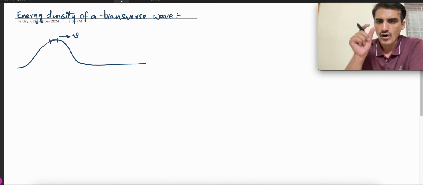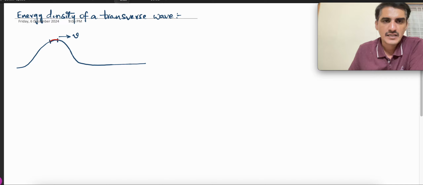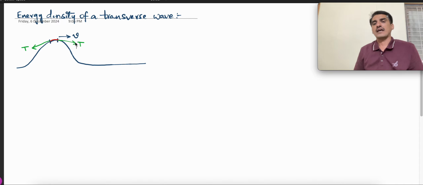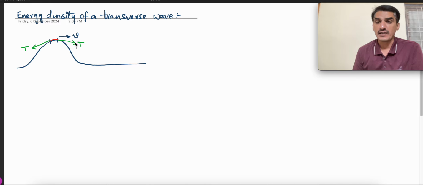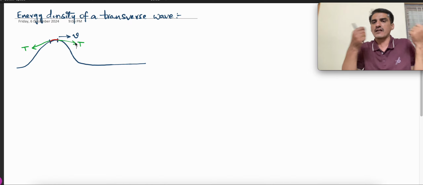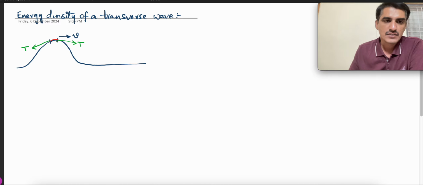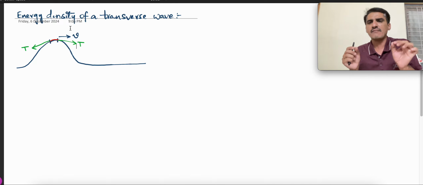that on this part of the string, there are two forces acting on both sides. In this direction the tensional force will be acting, and in this direction also the tensional force will be acting. And we have taken the components of the tensional forces, because of that we derived the velocity equation also. Am I right or not? So there are two tensional forces acting on that particular element dl. So on this element there are two forces.